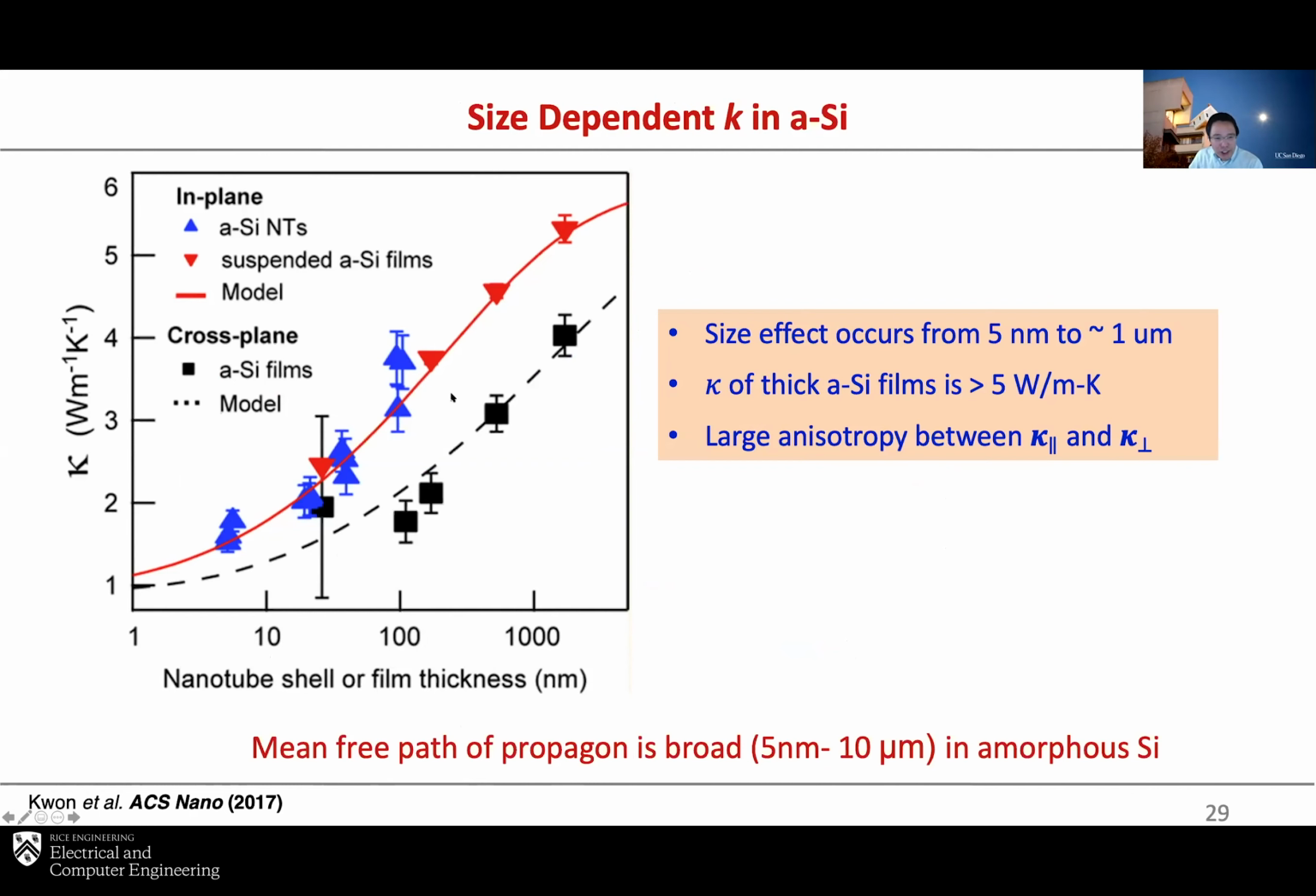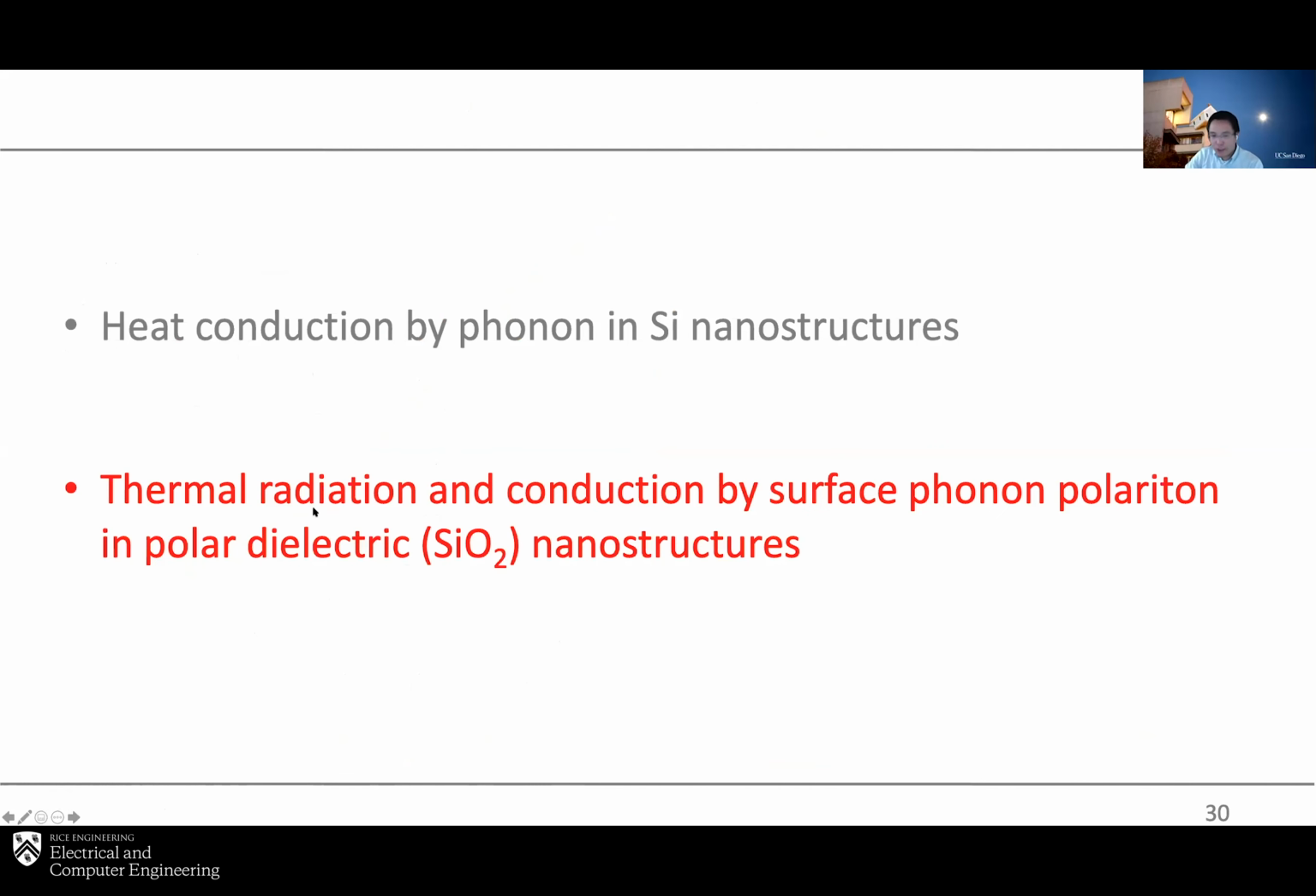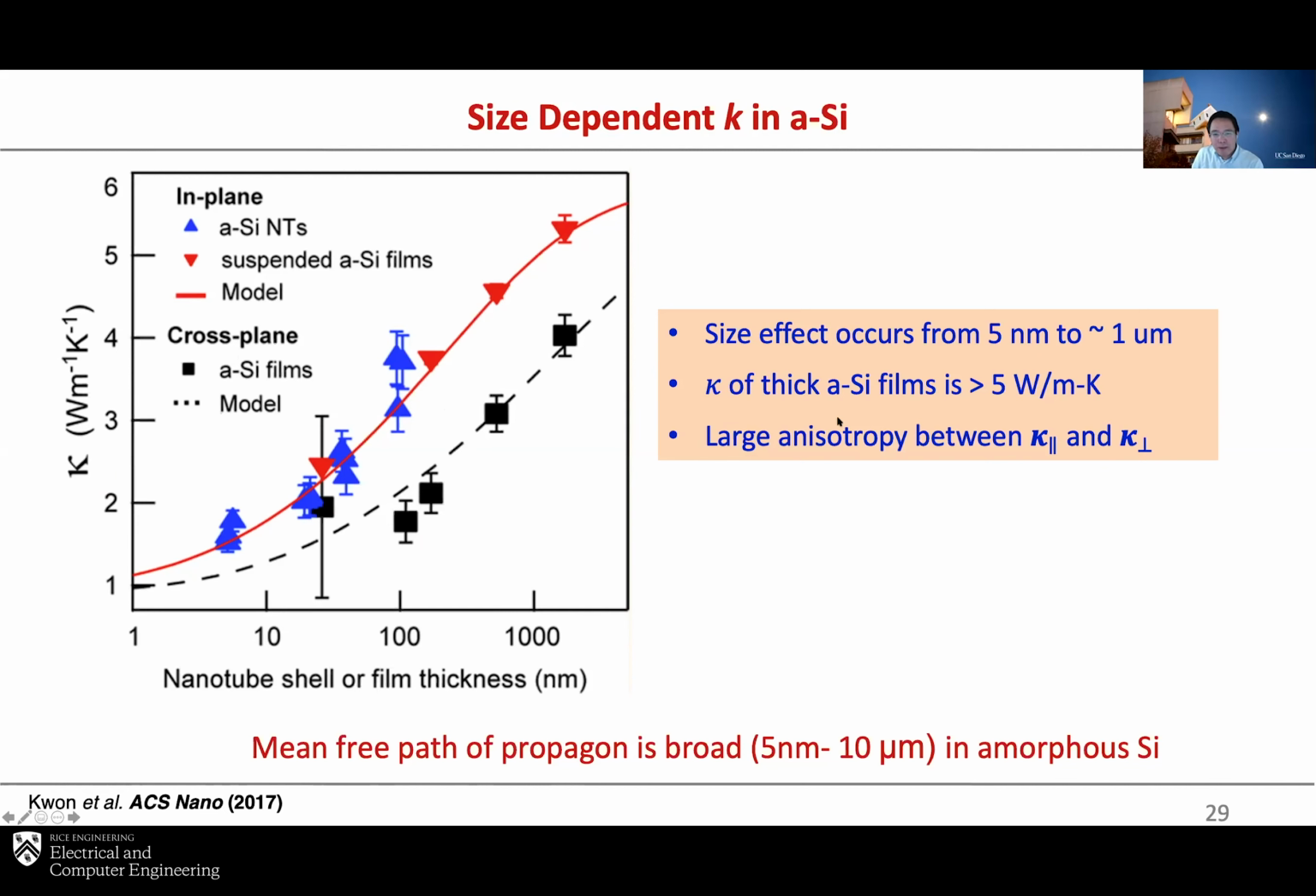And there's also an anisotropic behavior for thermal conductivity between in-plane thermal conductivity, like along the tube thickness or the thin film in-plane direction, compared to cross-plane, which is along the thickness of the thin film. If you do a theoretical analysis, it shows that this large anisotropy is due to the very long mean free paths of these propagons.